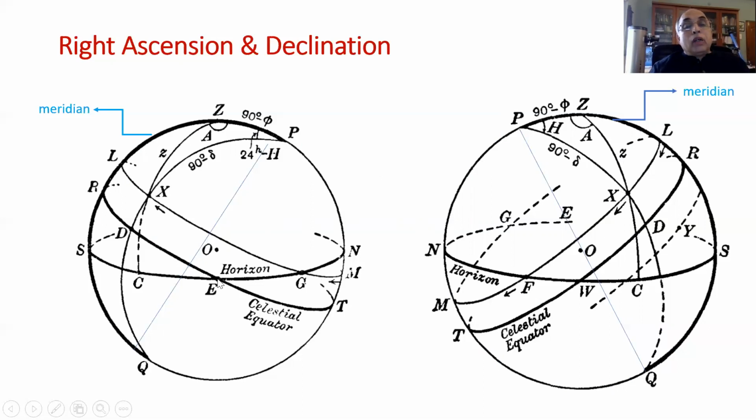And we see that the objects will rise, culminate, and they go down, right? So any star, which is X here, will move up. When it reaches the meridian, it will culminate. That's the highest it goes up. And then it comes down, and as it hits the horizon, it starts setting.